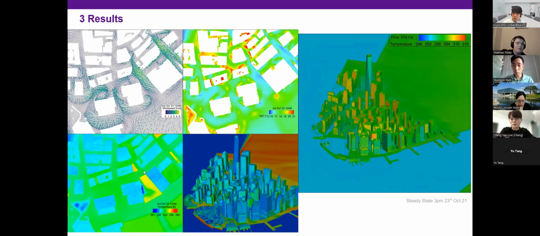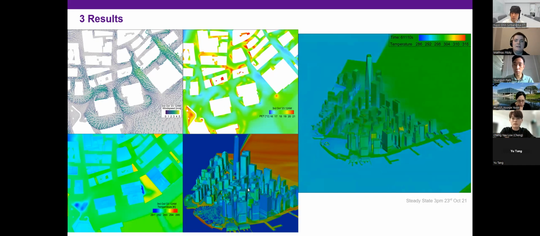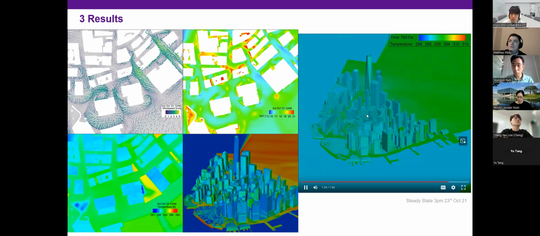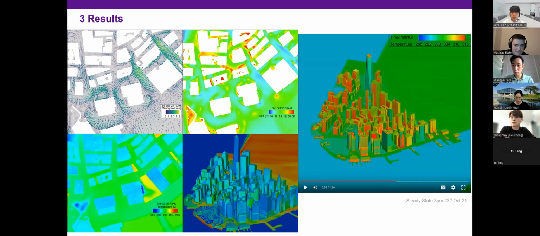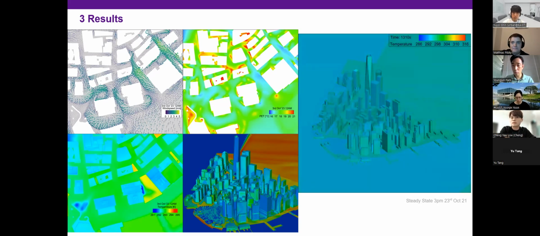If you look at the scene top down, then on the right, you see a 3D representation of the current simulation. Then, of course, in the video, which you've seen on screen, you will see the surface temperature calculated over certain time steps. This is a 24-hour simulation, so you can see how the shadows evolve over the day.